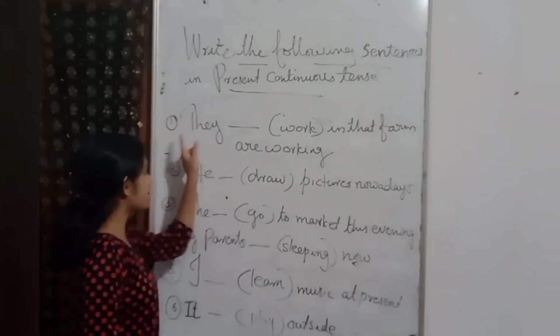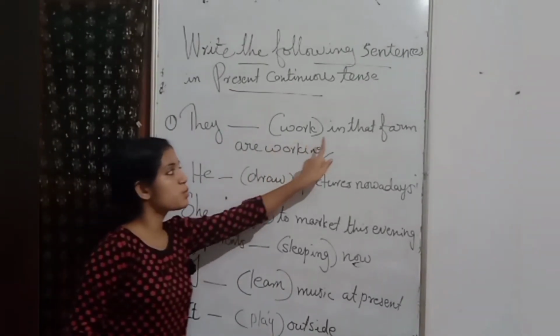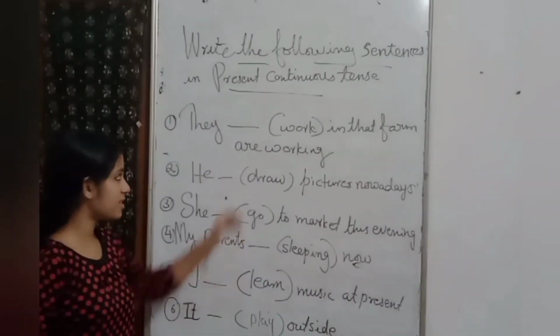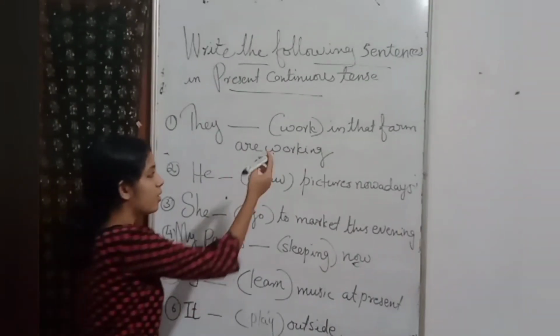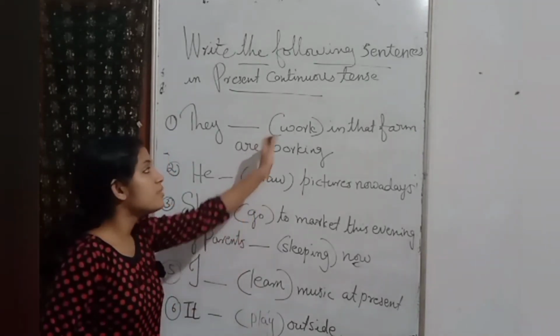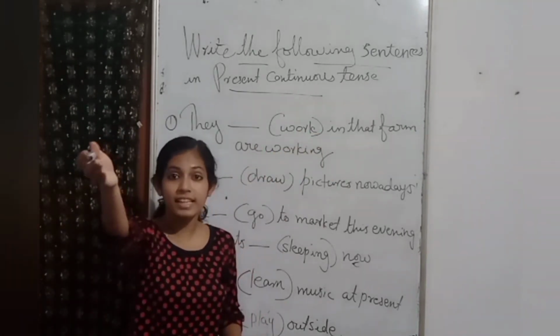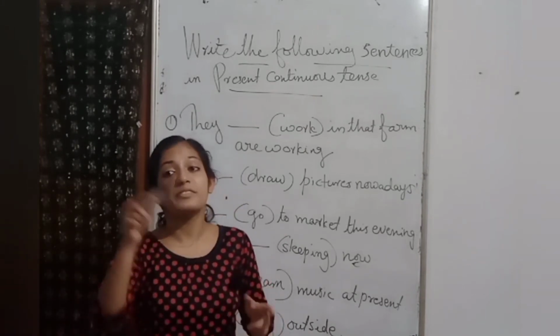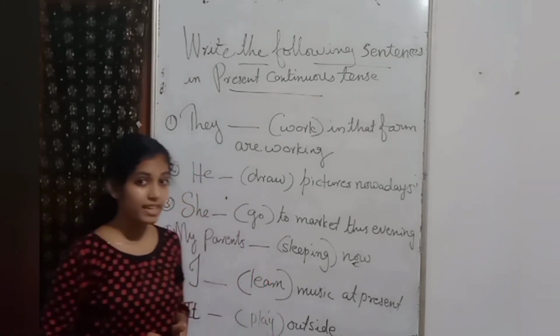First sentence. They dash work in that farm. What is the answer? The answer is already written. They are working in that farm. Where are they working? They are working in that farm.